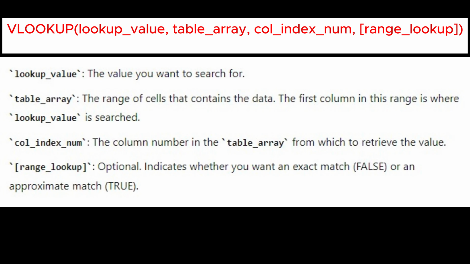First, we need to know what is VLOOKUP. VLOOKUP stands for vertical lookup. It's a function that searches for a value in the first column of a table and returns a value in the same row from another column.